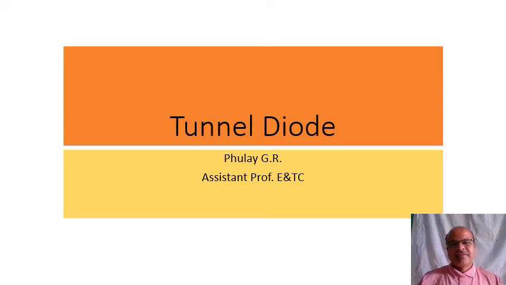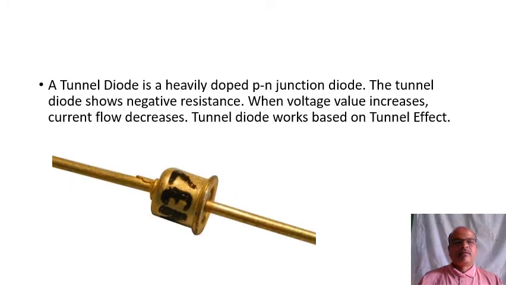Hello students, in today's lecture we will start with the tunnel diode. First, we will define what a tunnel diode is. A tunnel diode is a heavily doped PN junction diode. The tunnel diode shows negative resistance, which is an important property. When the voltage increases, the current decreases, and the tunnel diode works based on the tunnel effect.